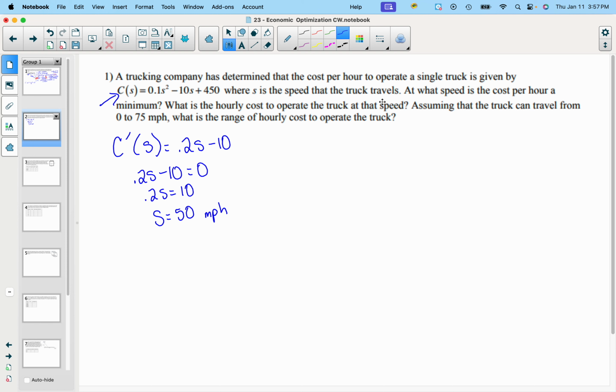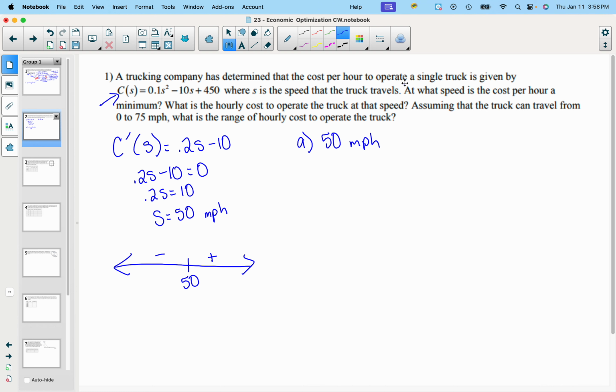At what speed is the cost per hour a minimum? So we can show that that is a minimum. So we have 50. If we plug in something smaller than that, like say we plug in a 20, then you're going to get something negative. If we plug in something larger, like a 100, you're going to get something positive. Okay, what is the hourly cost to operate the truck at that speed? All right, so then, by the way, part A is just 50 miles per hour.